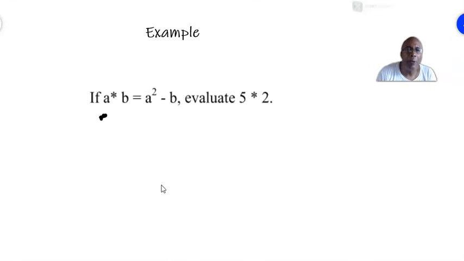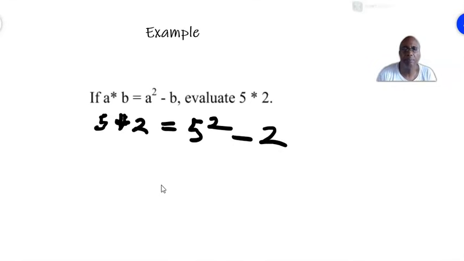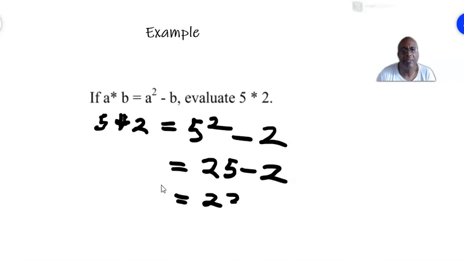So we write 5 asterisk 2 equals, A is 5, so 5 squared minus 2. That's it. And that equals, you square first, 5 squared is 25, and 25 minus 2 equals 23. So look out for sums like this. Okay. It is a substitution problem.